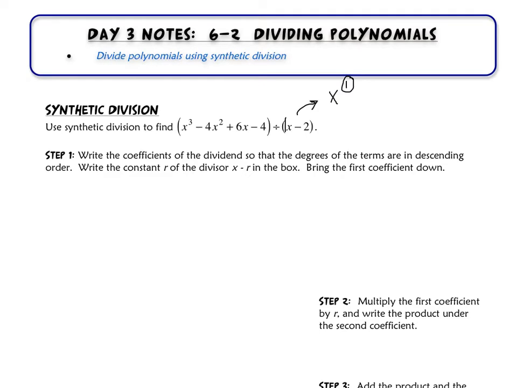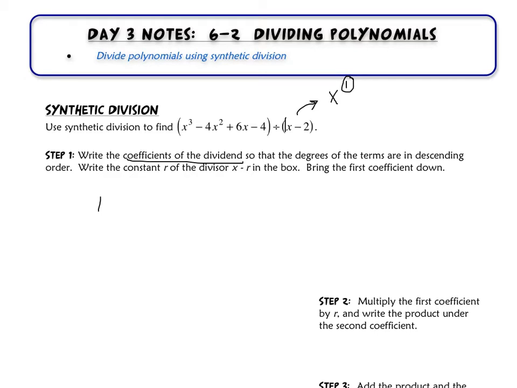Okay, so the first thing we're going to do is take the coefficients of the dividend, the thing we're dividing, so that the degrees are going down. So the first coefficient of the x to the third is 1, and you want to make sure that you have all your values of x that are going down. So if we start with an x to the third, we have an x to the third, x squared, x, and then our constant, which is x to the 0. So we're good to go.